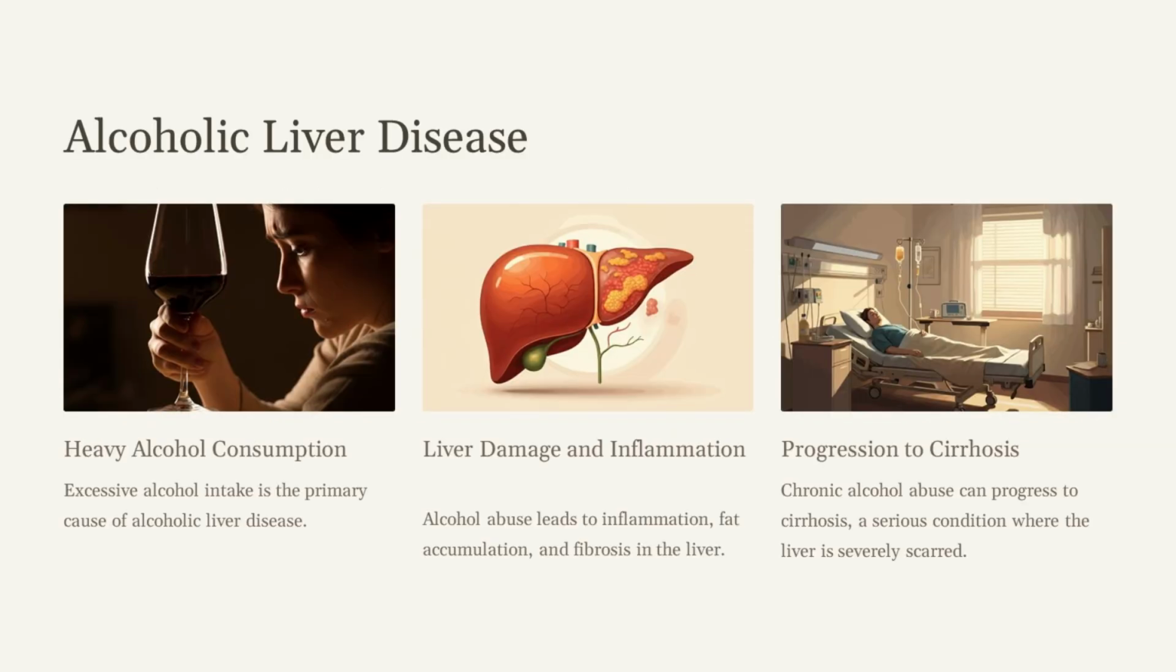Alcoholic liver disease is a serious condition caused by heavy, long-term alcohol consumption. Excessive alcohol intake is the primary driver of this disease. Alcohol abuse leads to inflammation, fat buildup, and scarring, fibrosis, in the liver. Over time, this chronic damage can progress to cirrhosis, where the liver becomes severely scarred and dysfunctional. Cirrhosis is a very serious condition that can have life-threatening complications if left untreated. It's critical for those with alcoholic liver disease to stop drinking alcohol and seek medical treatment to prevent further liver damage.